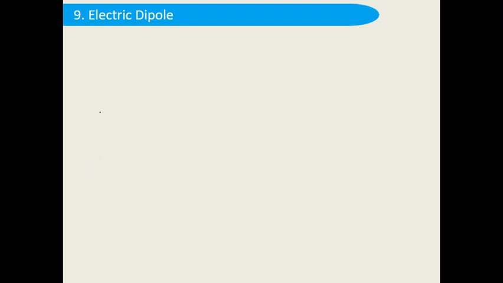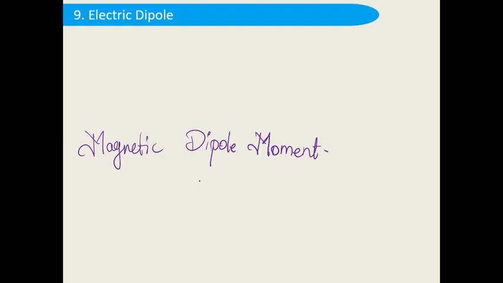Before learning the electric dipole moment, you know the term magnetic dipole moment. What is magnetic dipole moment? Suppose you consider one magnet. There will be a north pole and a south pole. If you consider the pole strength, the north pole strength is plus m, while the south pole strength is minus m, where m is called the pole strength.